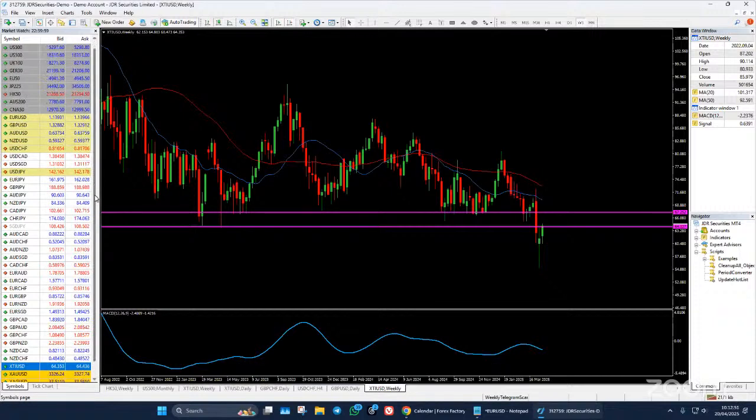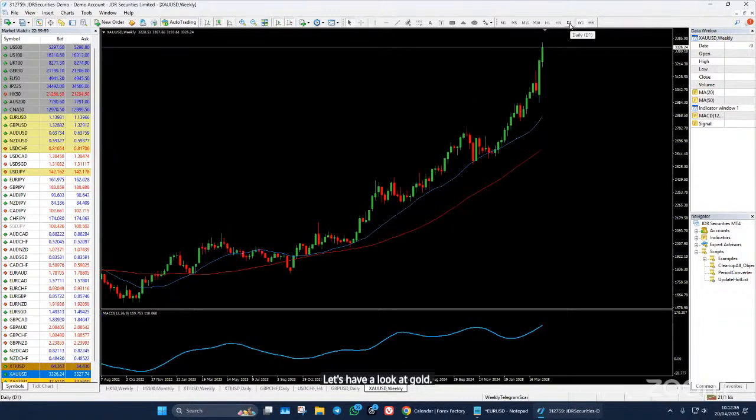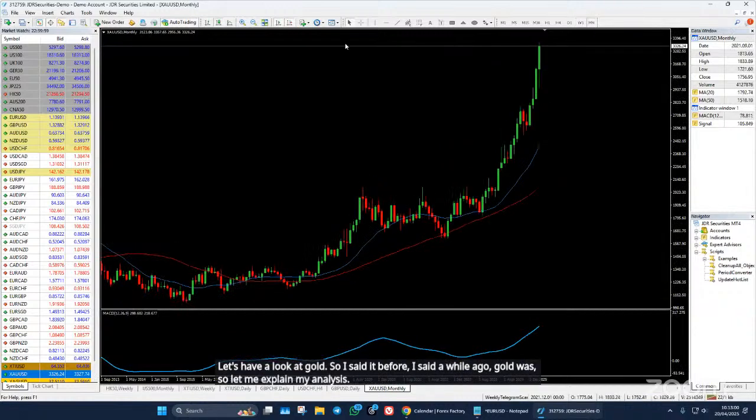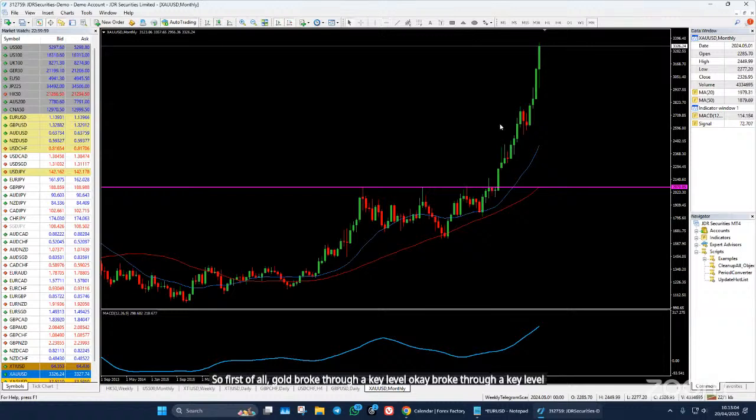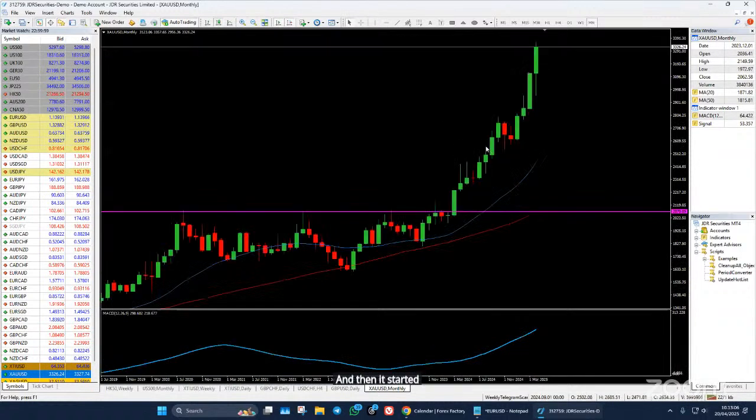Okay, let's have a look at gold. I said it a while ago, so let me explain my analysis. First of all, gold broke through a key level, the all-time highs. And then it started to get to about here. I was watching it when it got to this period, and it showed a little bit of exhaustion.